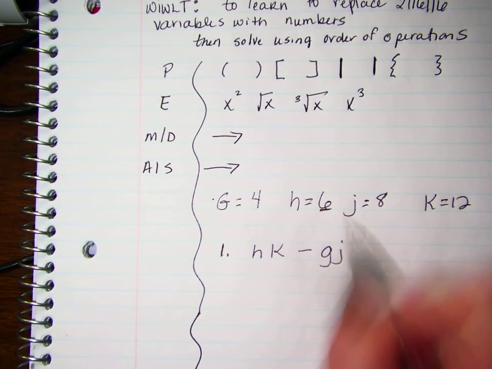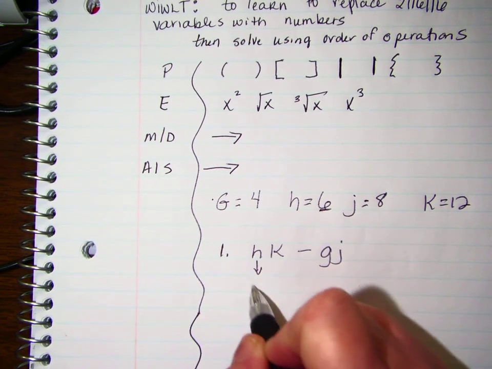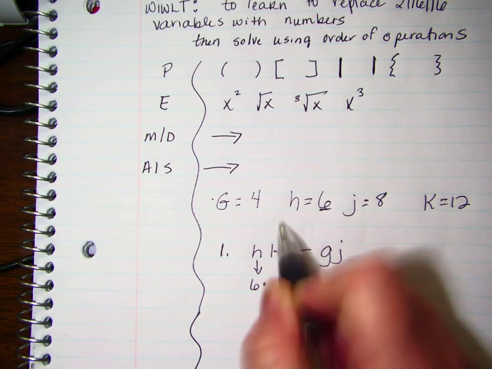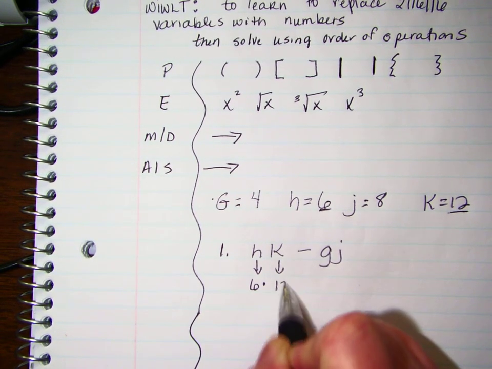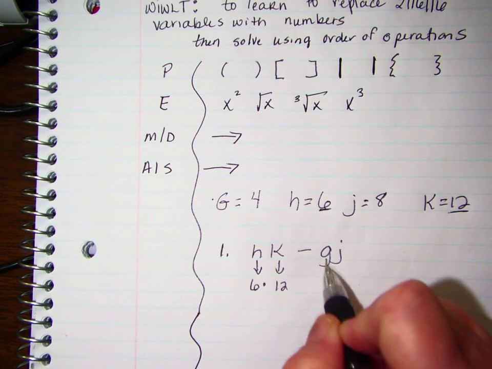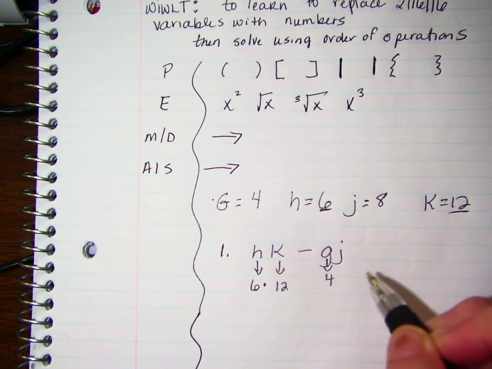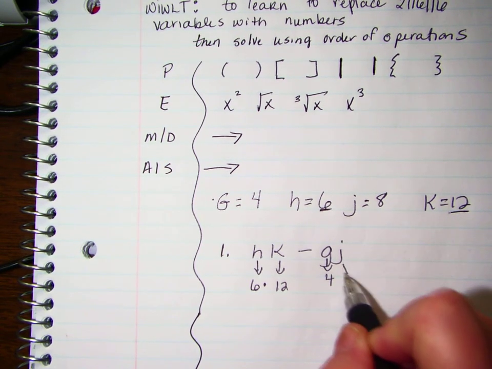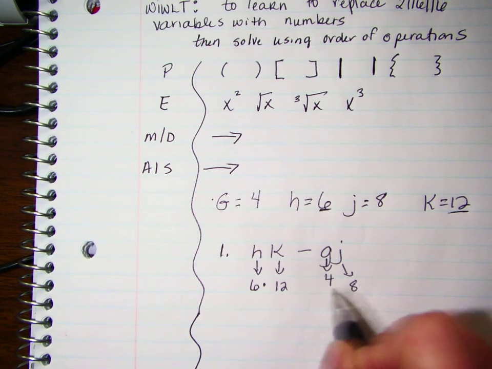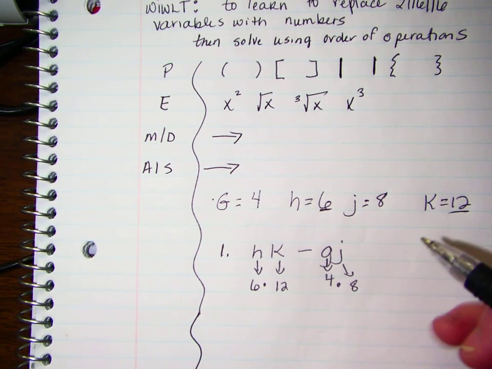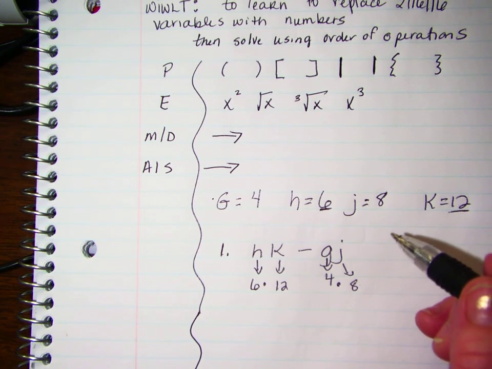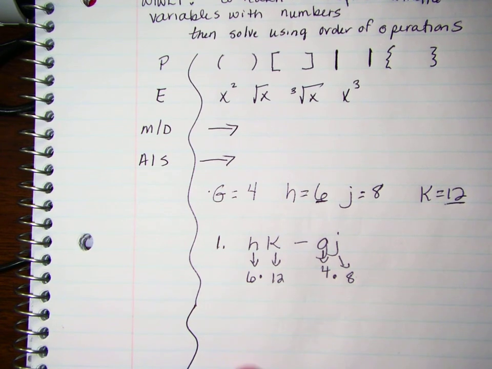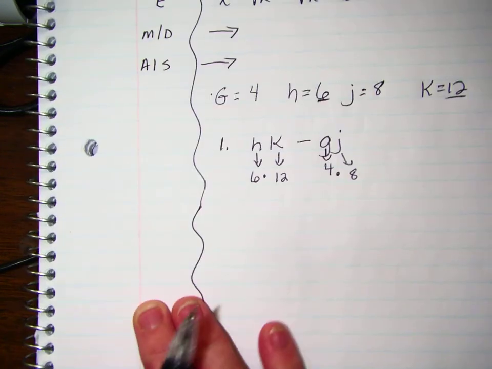We know that wherever there's an H, I can replace it with that 6. Wherever there's a K, I can replace it with that 12. Wherever there's a G, I can replace it with that 4. And wherever there's a J, I can replace it with that 8. I'll give you a second to write this up, and I just want to make sure you understand if there are no operations between those variables, it means to multiply.